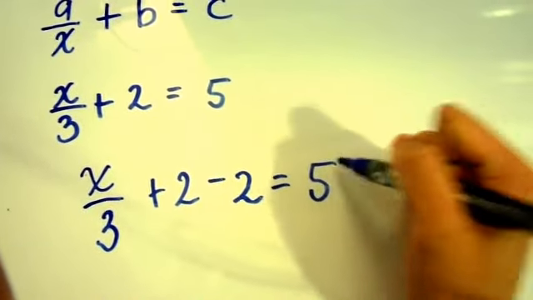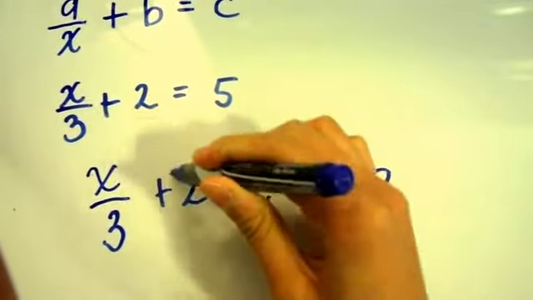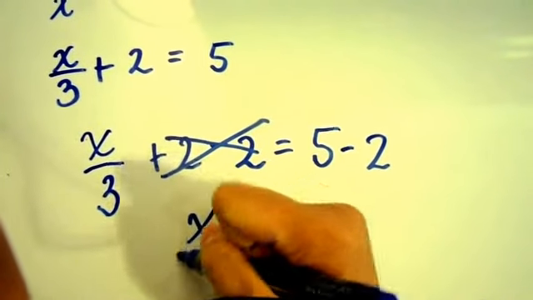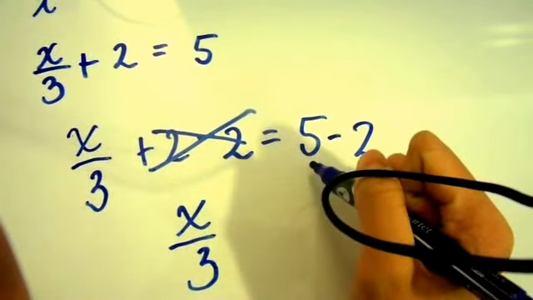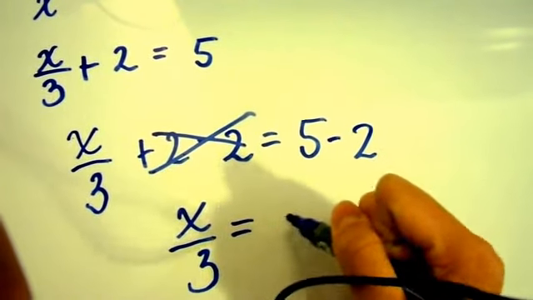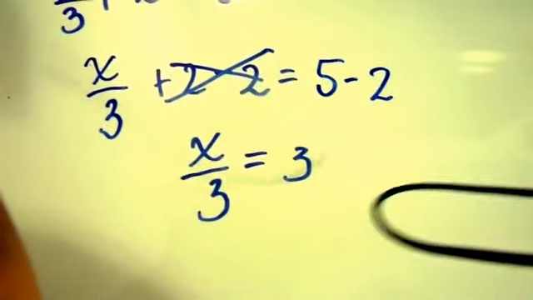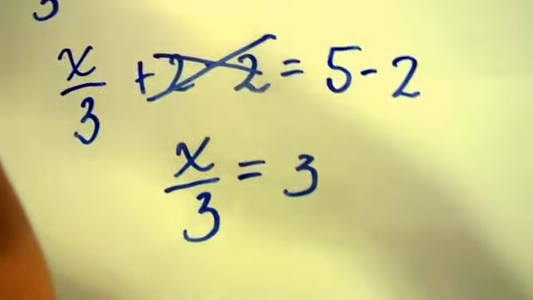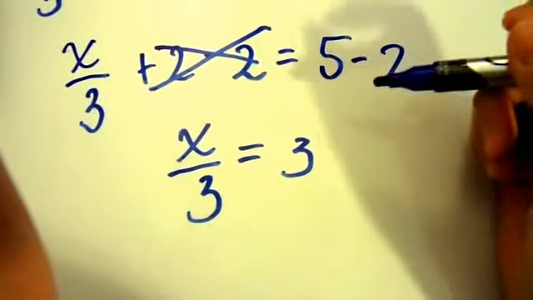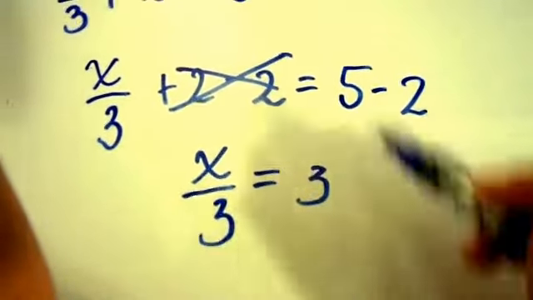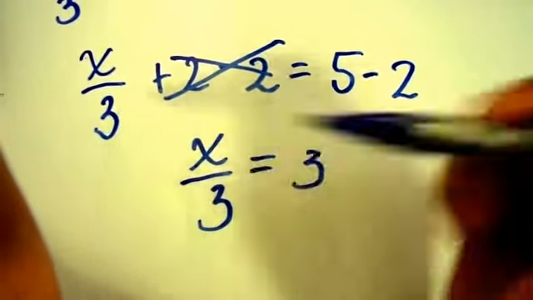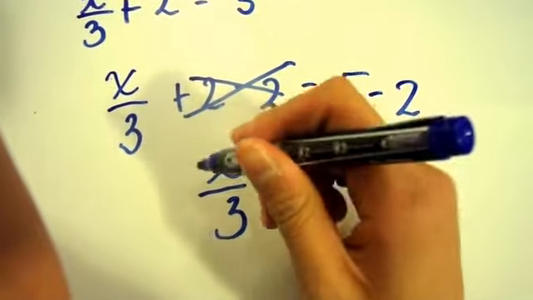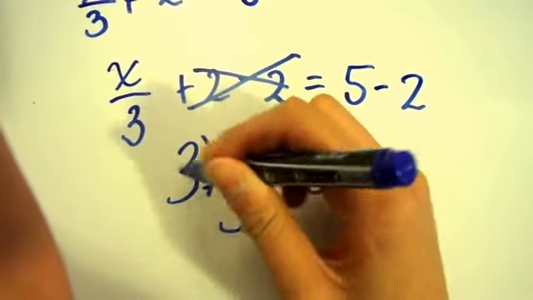equals 5 minus 2. Now that we have canceled the constant, we will need to simplify. So x divided by 3, 5 minus 2, 3. Now we're on to a one-step equation. Now we will need to do the opposite operation. So since this is a division equation, we will now have to do the multiplying operation. So multiply both sides by 3.